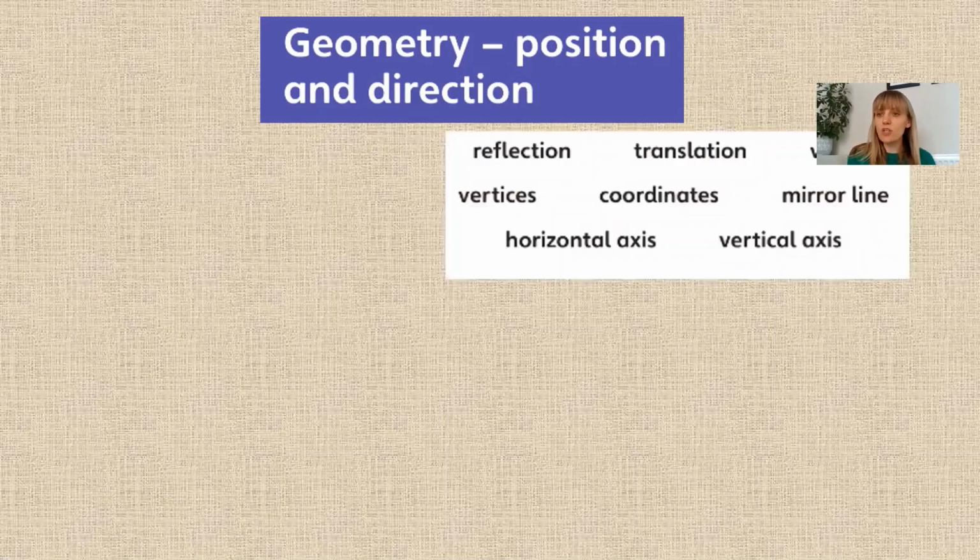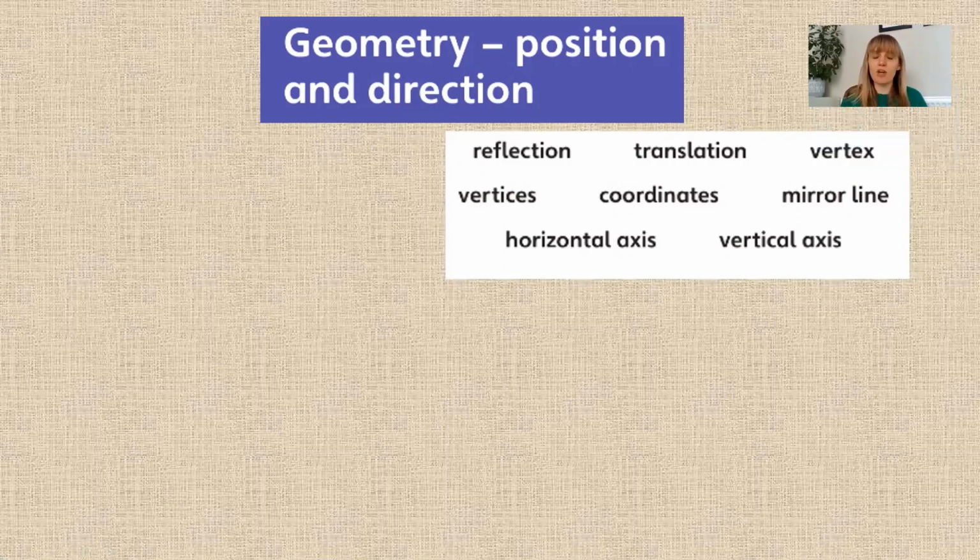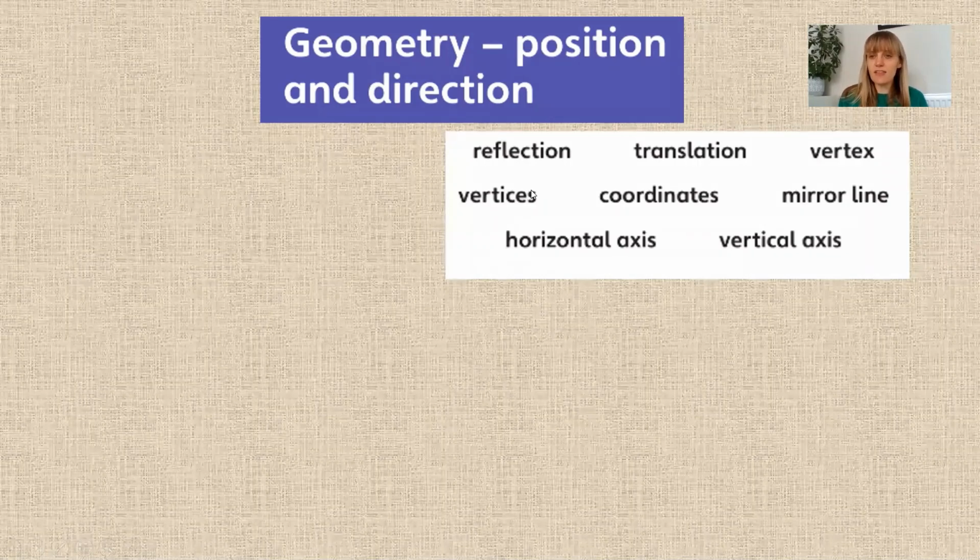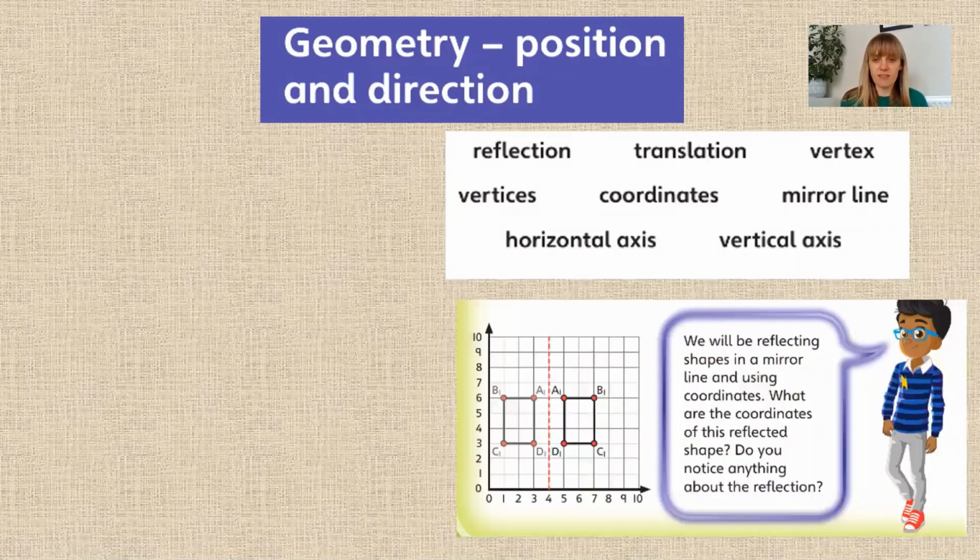And we've got some new vocabulary, some of which you will know and have seen before, but there might be some words that you may recognise but might not quite remember. So for the rest of this week, we're going to be looking at reflection, coordinates, horizontal axis, vertical axis, and vertices and vertex, and actually the mirror line as well. So they're the words that are important for us for the next couple of days.